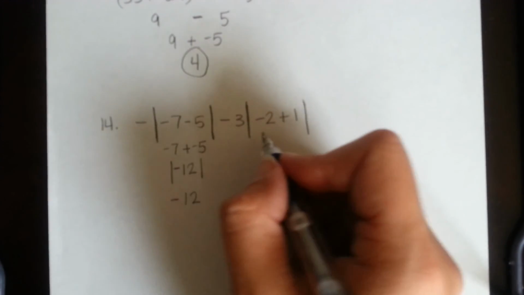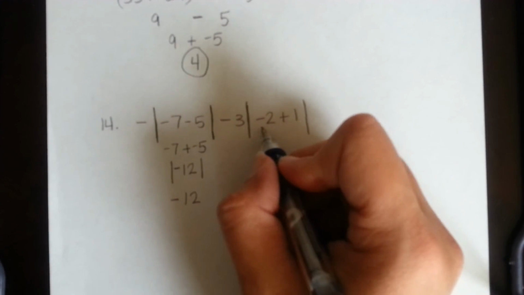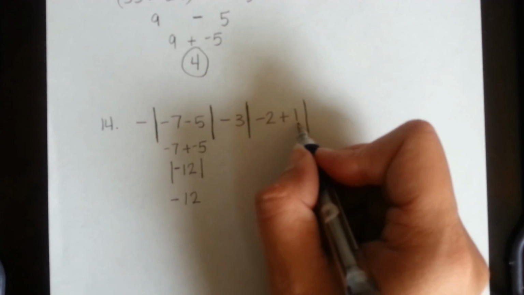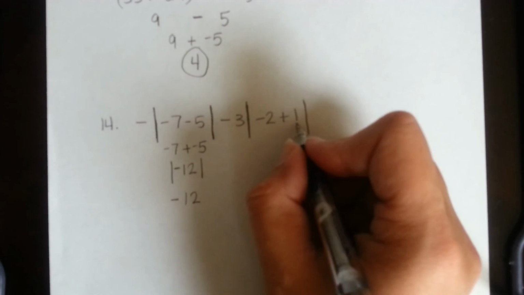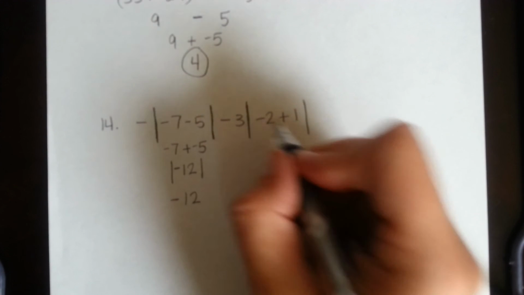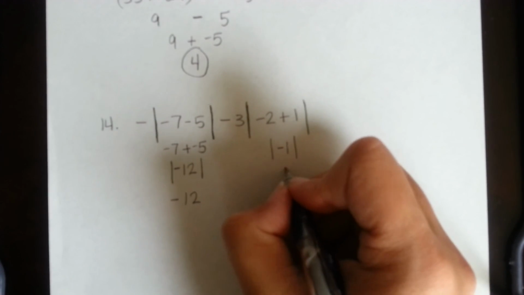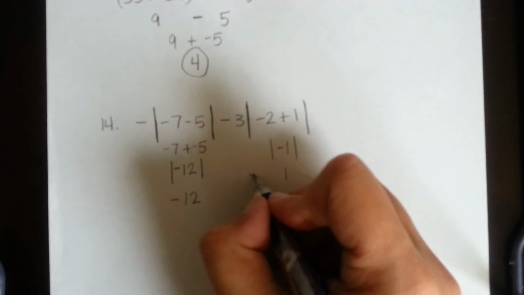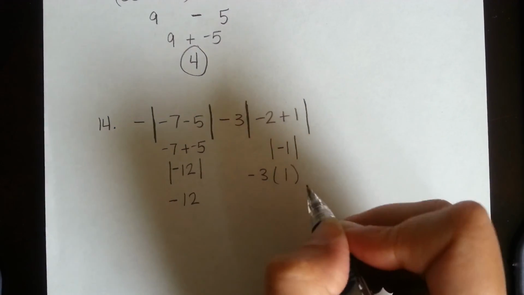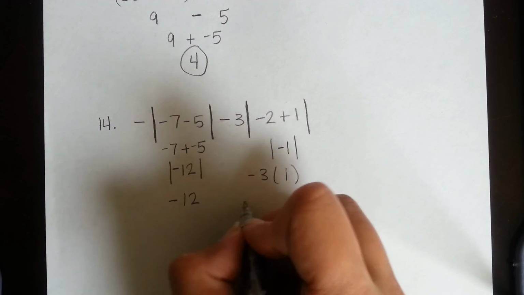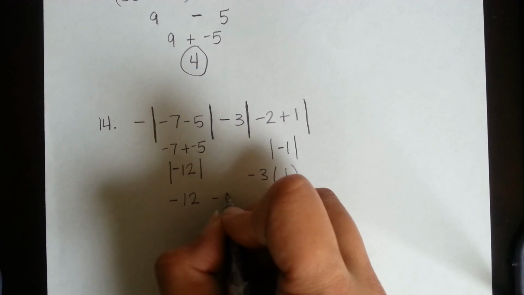Over here, inside the absolute value bars, we have negative 2 plus 1. Signs are different, so we're going to subtract. 2 minus 1 would be 1. Keep the sign of the larger absolute value, which would be negative. So the absolute value of negative 1 would be positive 1. And then out front of that, we have a negative 3 times that positive 1. So negative 3 times positive 1 would be negative 3.